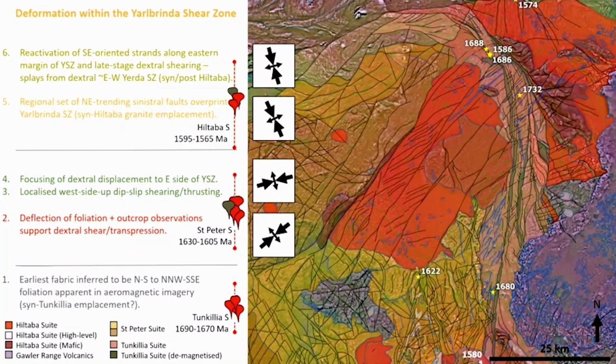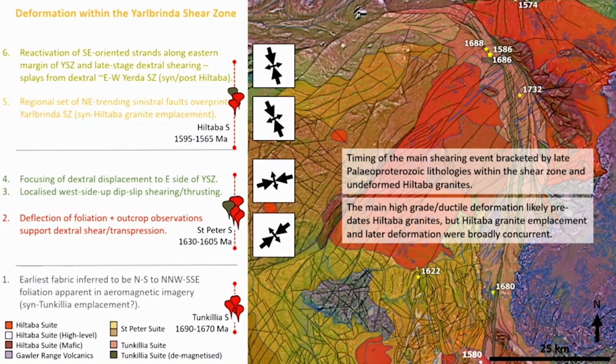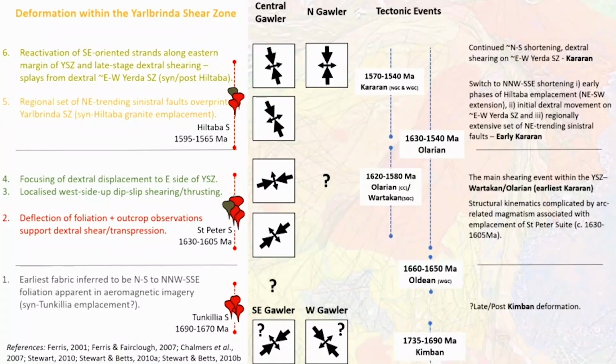In terms of timing, the main shearing event in the Yarlbrinda Shear Zone is bracketed by the late Paleoproterozoic lithology within the shear zone and undeformed Hiltaba granites, suggesting that the main high-grade ductile deformation was likely predating the Hiltaba granites, but the Hiltaba granite emplacement and the later deformation were broadly concurrent. So we can place this deformation history within the more regional context and tie it to major tectonic events.